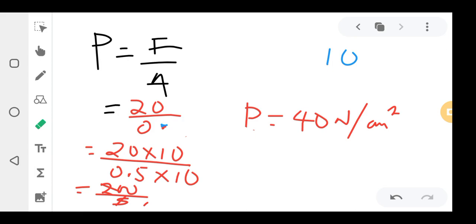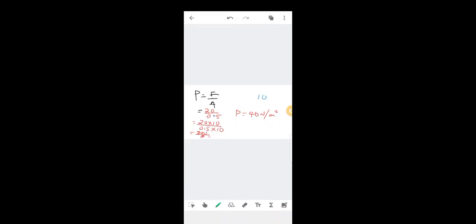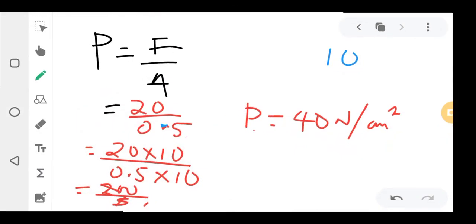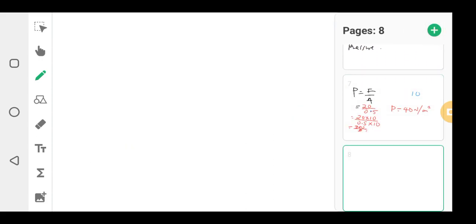So here we just multiplied by what? By 10, because there's only one number. So you multiply by 10 on top and by 10 down. And then the decimal point disappears. Okay, guys, let's proceed. So that's the answer. Question example 3.